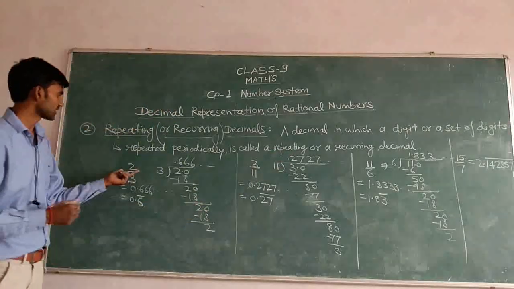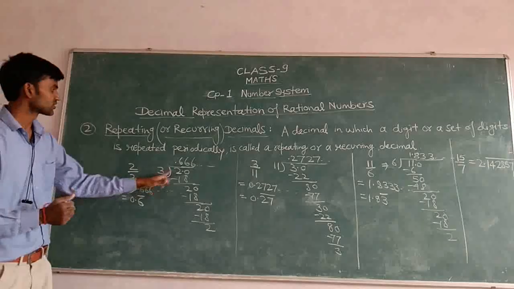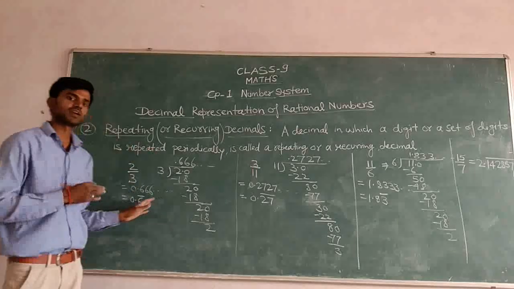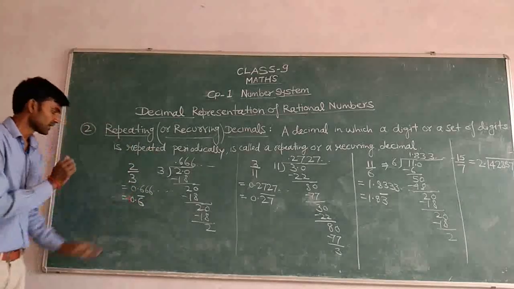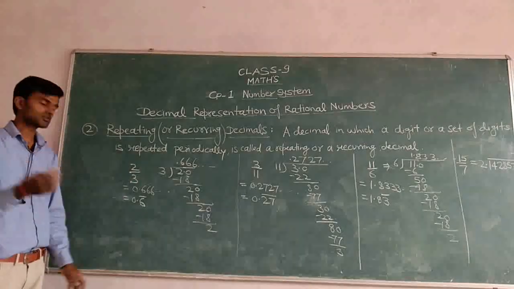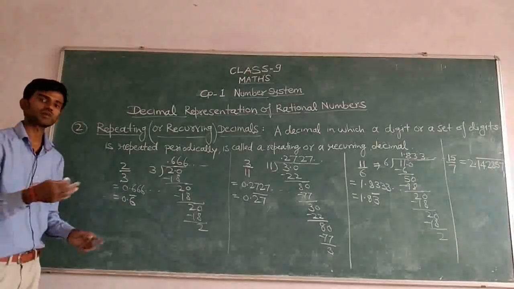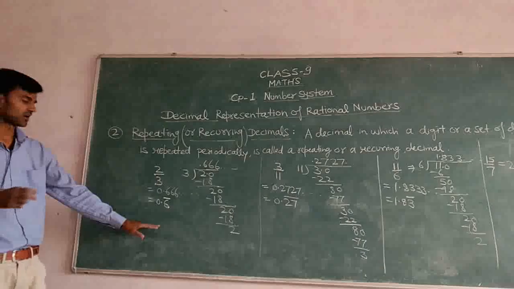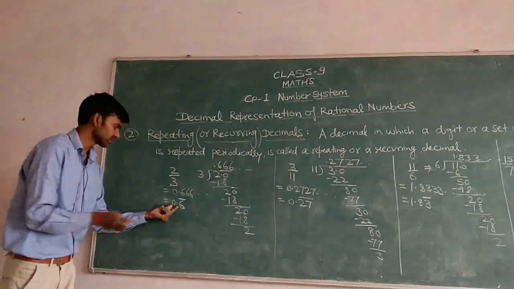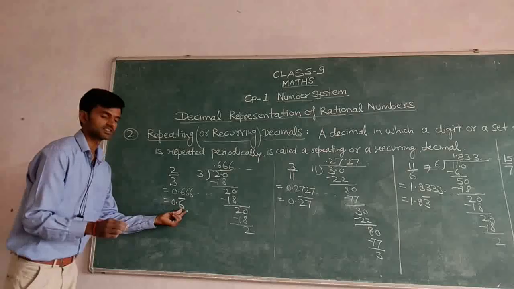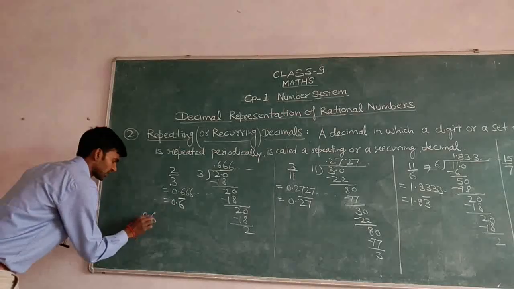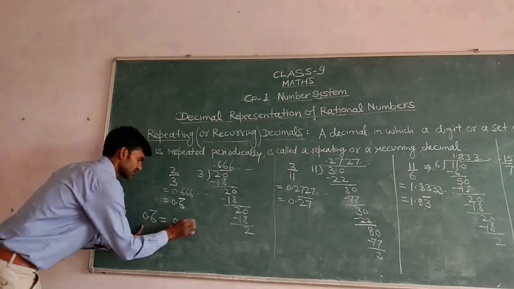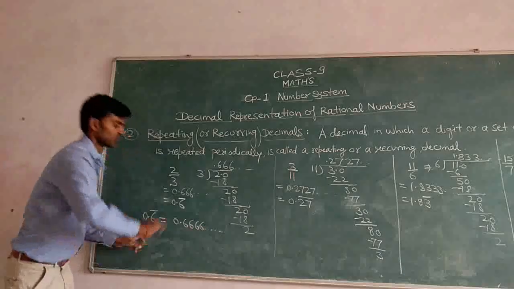For example, take 2 upon 3. Divide 2 by 3, we get 0.666 and so on. It will never terminate. So which number is repeating? The number 6 is repeating. So place a bar over the repeating digit or set of digits. Here 6 is repeating, so we put a bar: 0.6 bar means 6 is repeating again and again. So you can write it as 0.666 and so on.